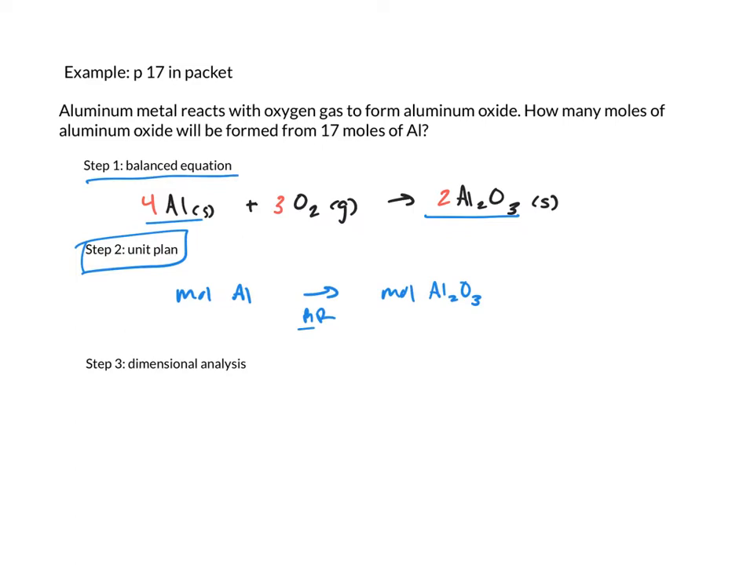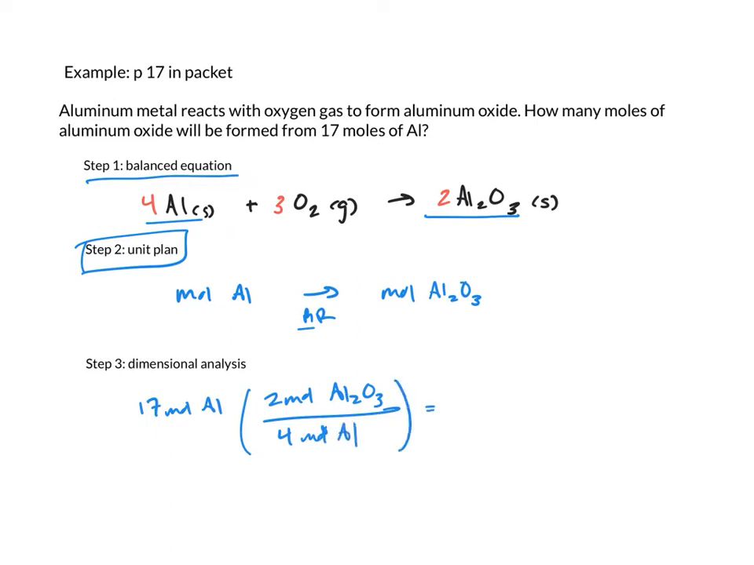So now that I have a unit plan, I'm going to do my dimensional analysis. So I have 17 moles of aluminum, and I know that for every 2 moles of aluminum oxide I need to have 4 moles of aluminum.